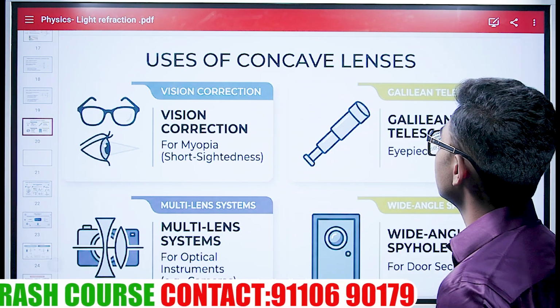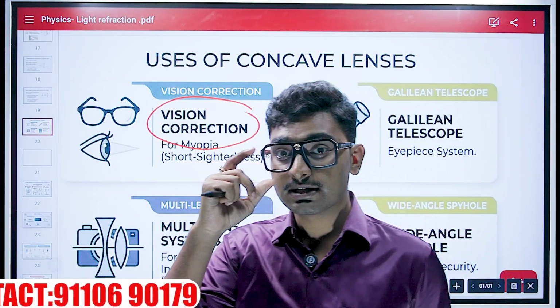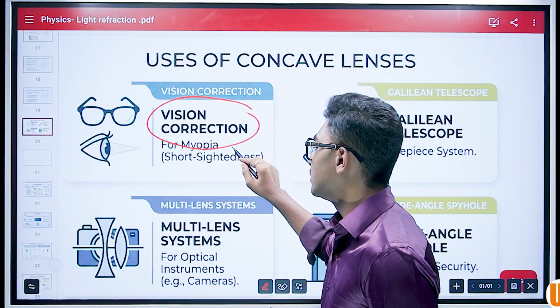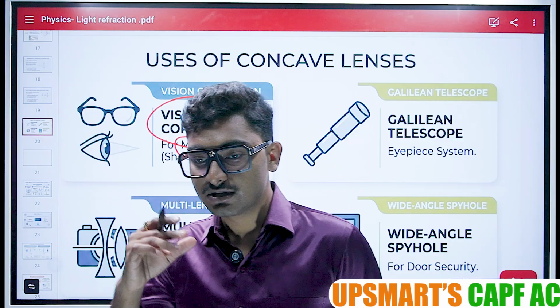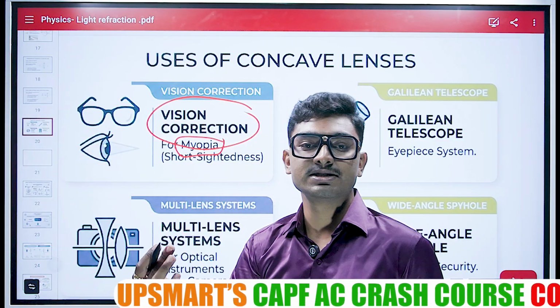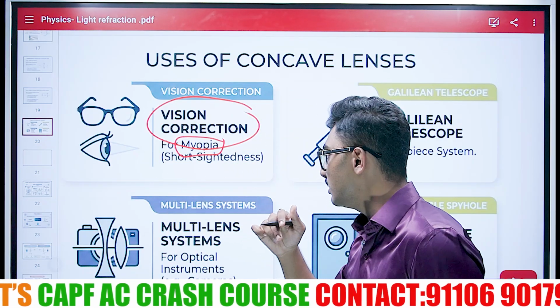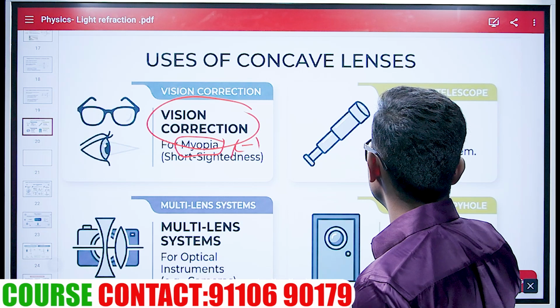So uses of concave lenses. Vision correction. See, I'm using the lens right now. Vision correction, we can use the concave lens for myopia. Myopia is short-sightedness. We can't see the images at far positions. So we use concave lens for myopia. That sign will be minus.